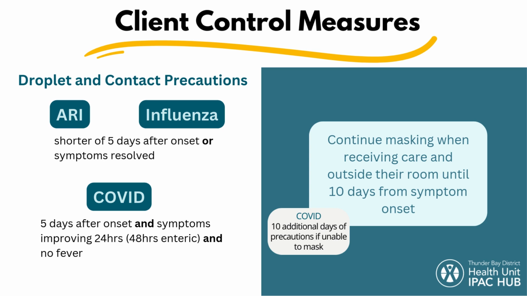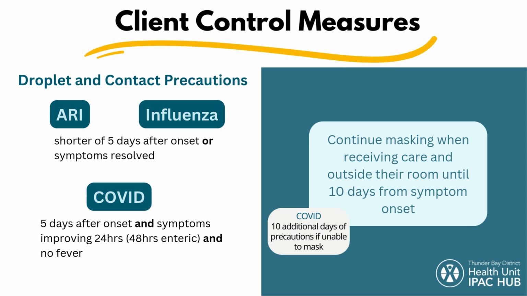A confirmed or probable COVID-19 case should self-isolate on additional precautions for at least 5 days from symptom onset, due to the longer period of communicability for COVID-19 versus other ARI pathogens. After the 5 days from symptom onset, if symptoms have been improving for 24 hours, or 48 hours if gastrointestinal symptoms, and no fever is present, additional precautions can be discontinued.